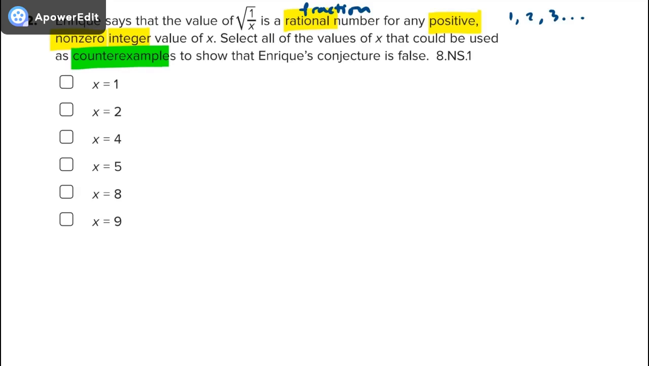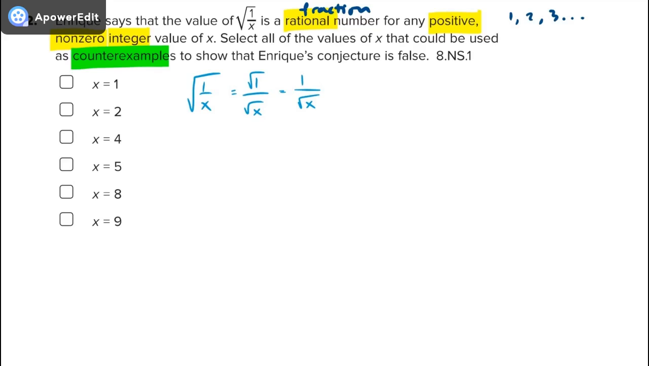Okay, so the square root of 1 over x can be rewritten as the square root of 1 over the square root of x, right? So the square root of 1 is 1, and the square root of x is the square root of x. So we need to find a perfect square number so that you can take the square root. So give me a couple of perfect square numbers that you have in your mind right now.